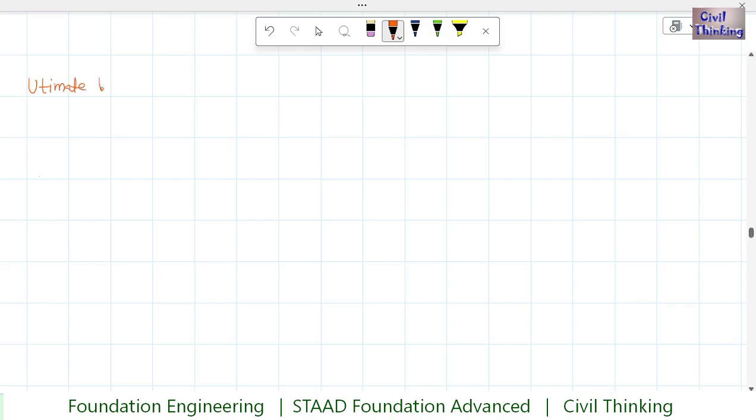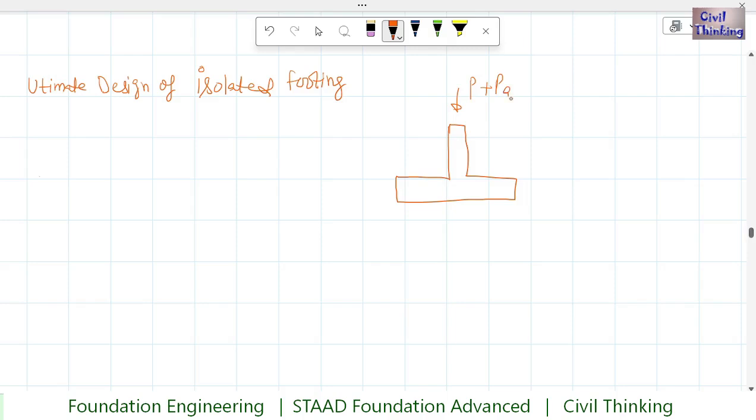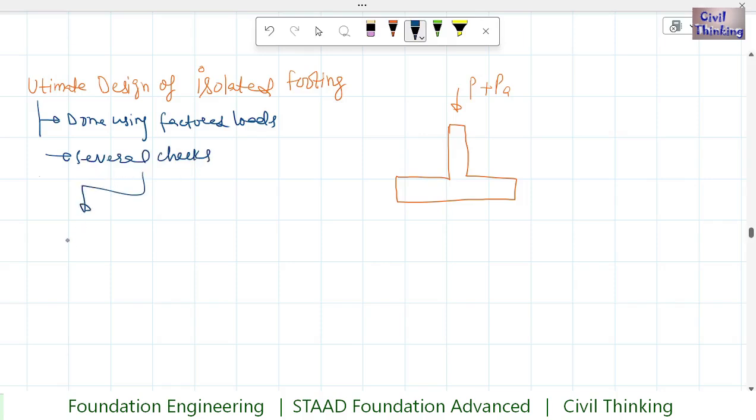Ultimate design of isolated footing. Okay, so we are going to see the ultimate design of isolated footing, right? Now I have already told you what we do here. It is done using factored loads, right? And we also do several checks here. Several checks.